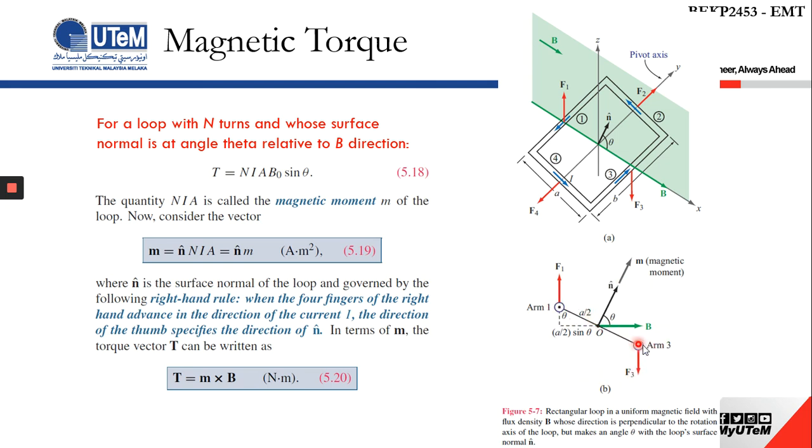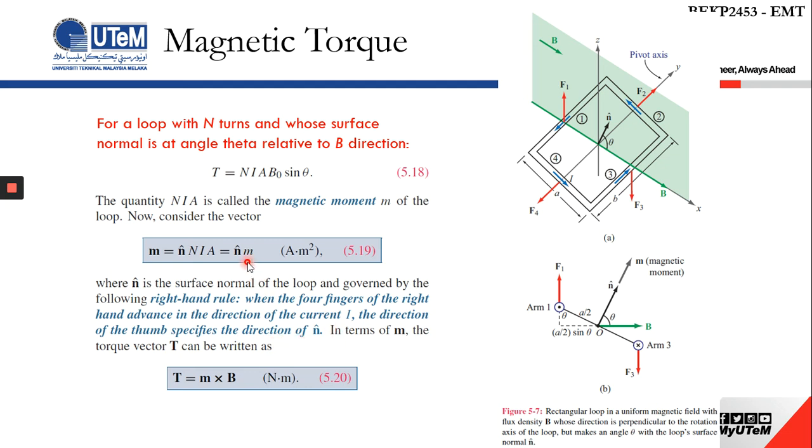So for example, now it's tilted at this angle, so n is here. Once it's moved downwards, the direction of n is going to change, and the change is going to be consistent. As long as there is a magnetic flux and there is a current flowing, the direction will always change accordingly. That's why we use n. So by definition, n is the surface normal of the loop and governed by the following right-hand rule. When the four fingers of the right hand advance in the direction of the current I, the direction of the thumb specifies the direction of n.